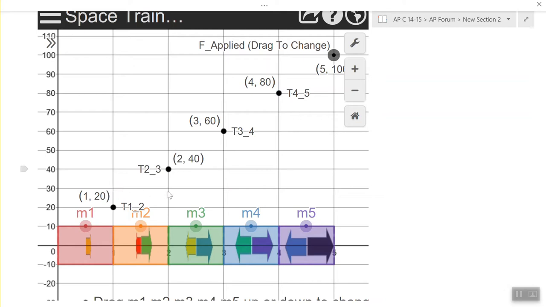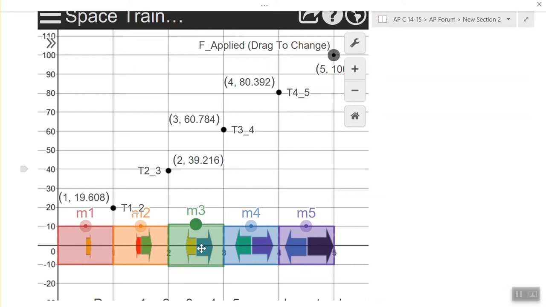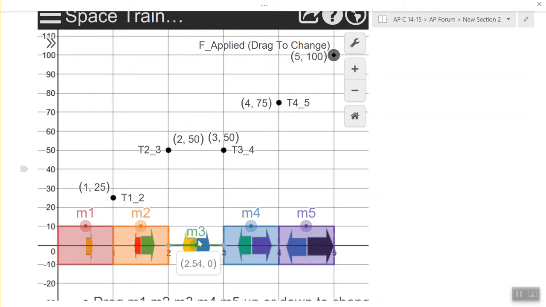But what if the trains were not the same mass? In fact, what if the green car had no mass at all? So if I make that go all the way to 0, what happens? Well, the mass of the train is now 80. So at this point here, you now have 50% of the mass of the train behind you. So that's 50 newtons. At this point here, you now have 3/4 of the train behind you, so that's 75 newtons.